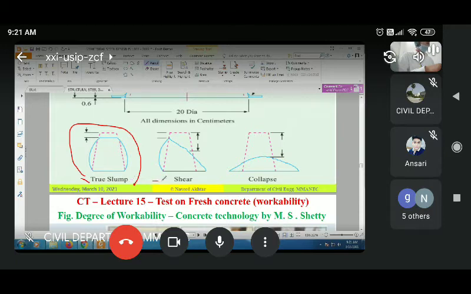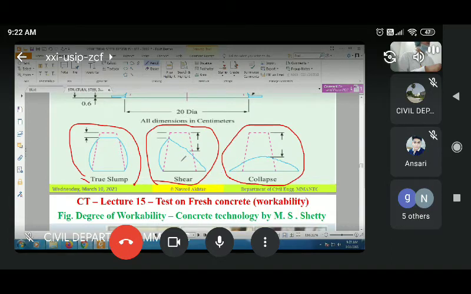If there is medium degree of workability, then your slump will be like this, and that is called a shear slump. The measurement of shear slump is from the center of this slump to the height of your cone, and it gives the slump value. Then if your degree of workability is somewhat high, then your concrete will collapse, and this type of slump will occur. So that is nothing but the collapse of your slump.